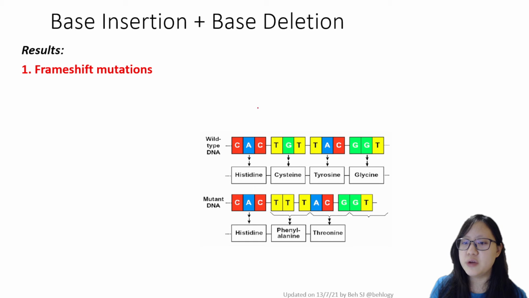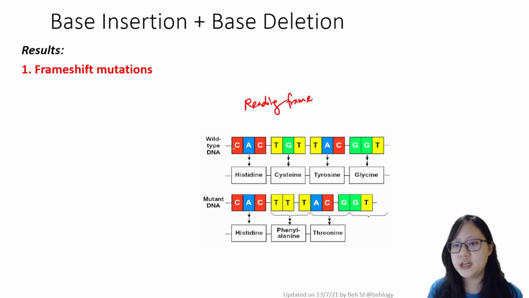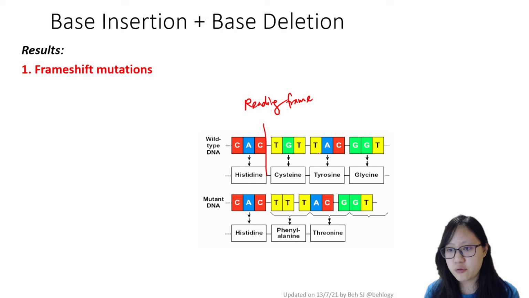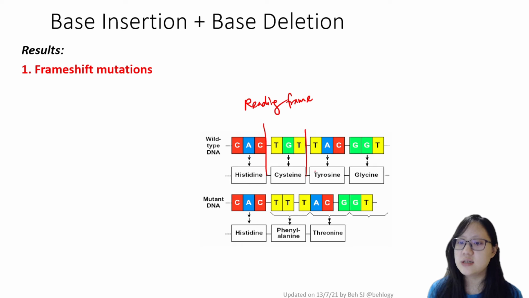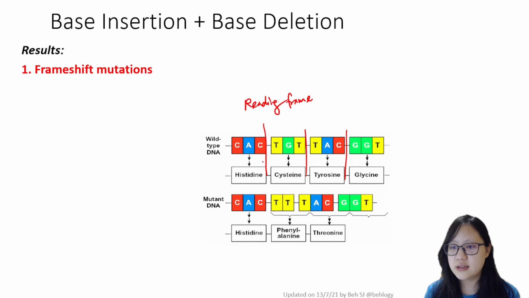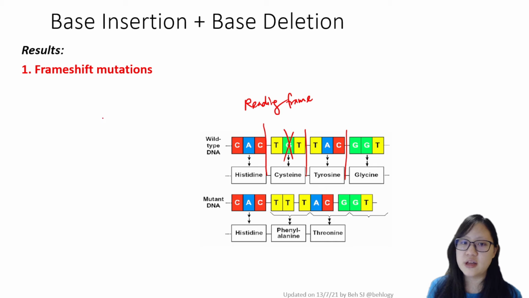Okay, what is the reading frame? Reading frame is how three bases are read together. So CAC, 3 bases read together, codes for histidine. TGT, read together. TAC, read together. GGT, read together. This would be called the reading frame. However, if you delete G here, this shifts the reading frame. So we call that frame shift.